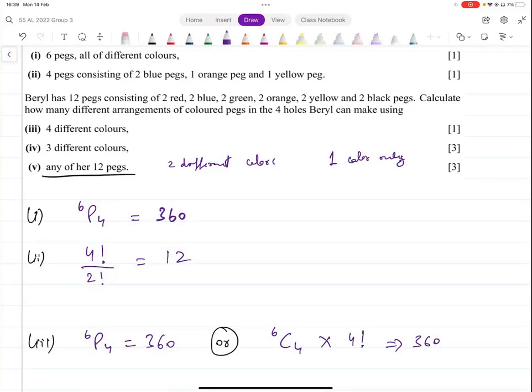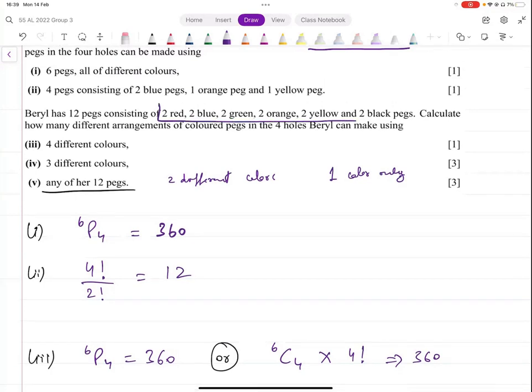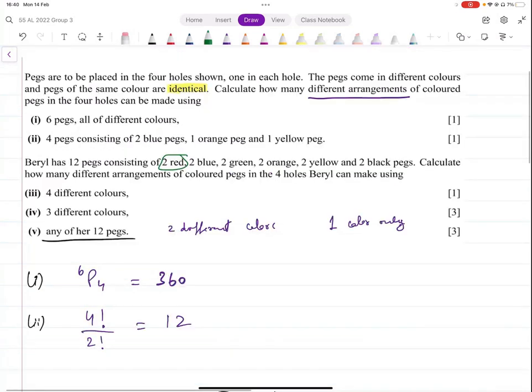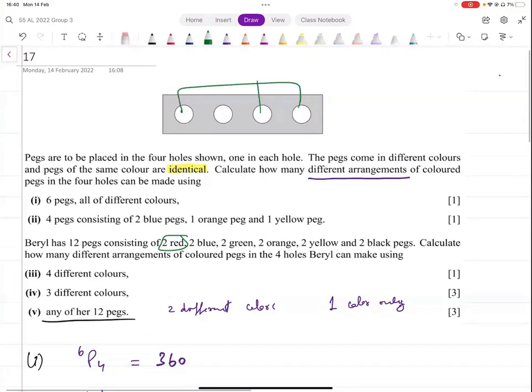Yes, sir. No, not one color, like four different colors, sorry. You can have two colors or you can have four different ones. We can have four different colors, yes, that's possible. But we can't have one color only because the maximum number of pegs we have for each color, there are only two. How many do we need in total? We need four pegs. We need four pegs for this.